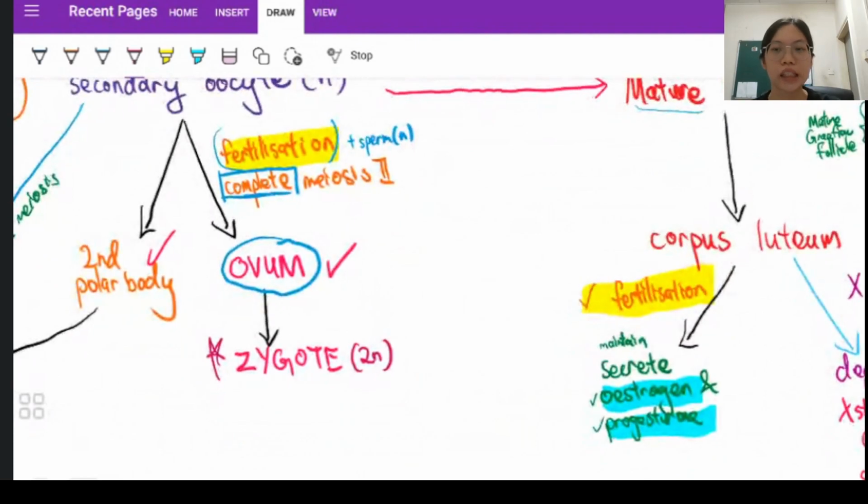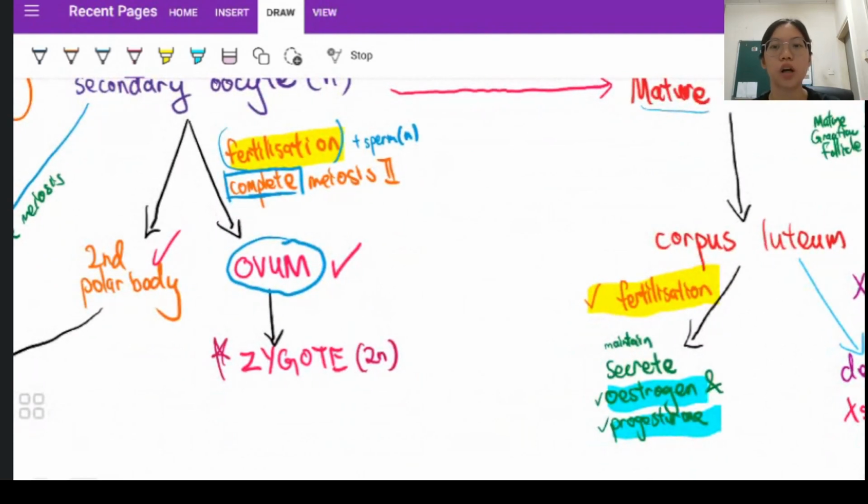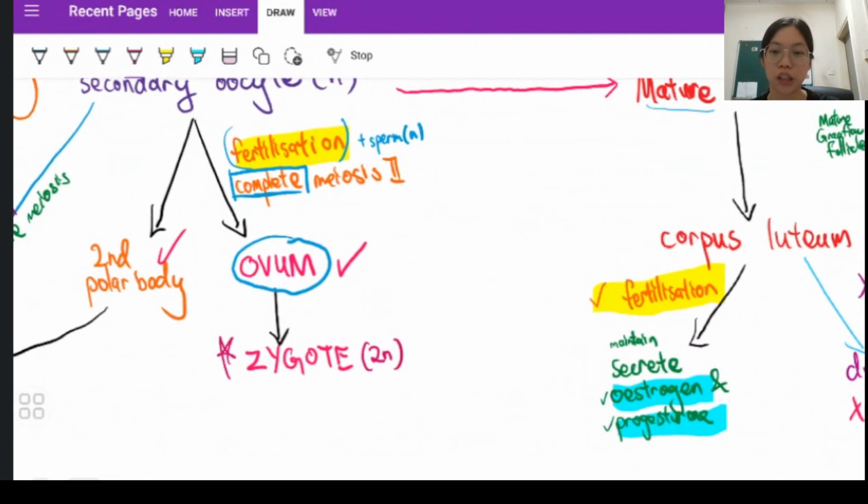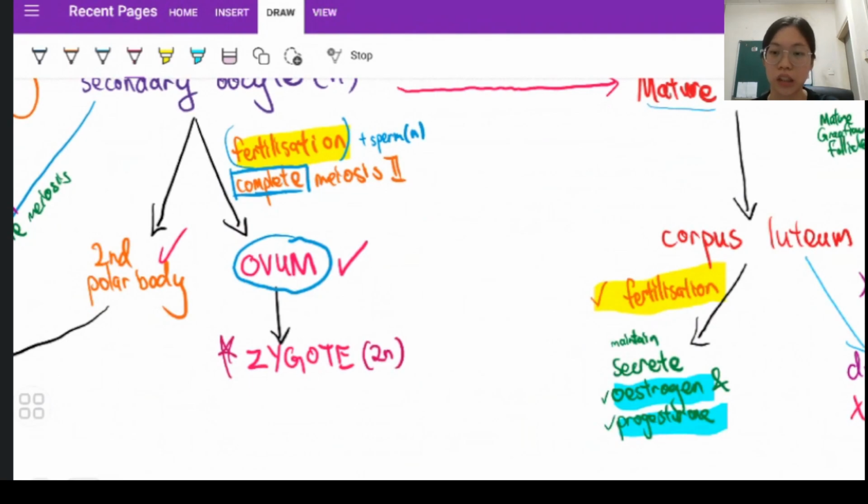So when fertilization occurs, the corpus luteum will continue to maintain its role of secreting estrogen and progesterone, where these two function to maintain endometrial thickness.